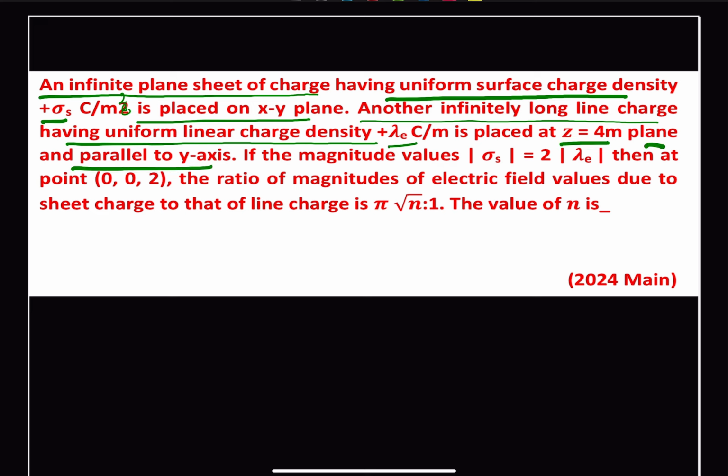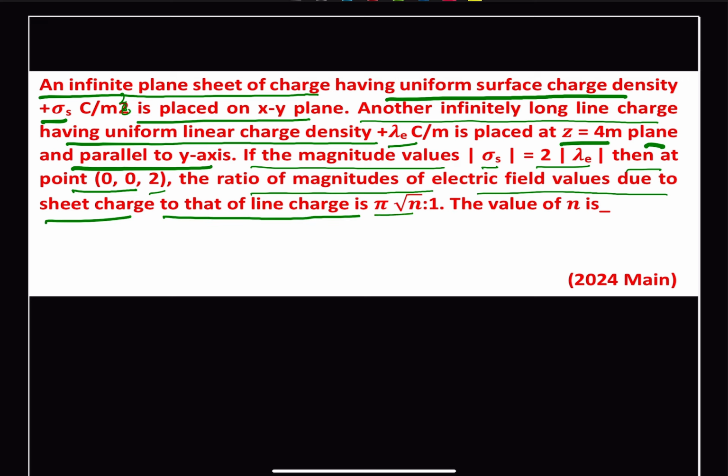If the magnitude value sigma s is equal to 2 lambda e, then at point 0, 0, 2, the ratio of the magnitudes of electric field values due to sheet charge to that of linear charge is given as pi multiplied by square root of n is to 1. Then the value of n is. So this question is almost same to the previous one. Only difference is that here we have to find out the ratio, make a comparison of that ratio with this given ratio and find the value of n. That's the only difference. And rest of the figure and everything will be same.